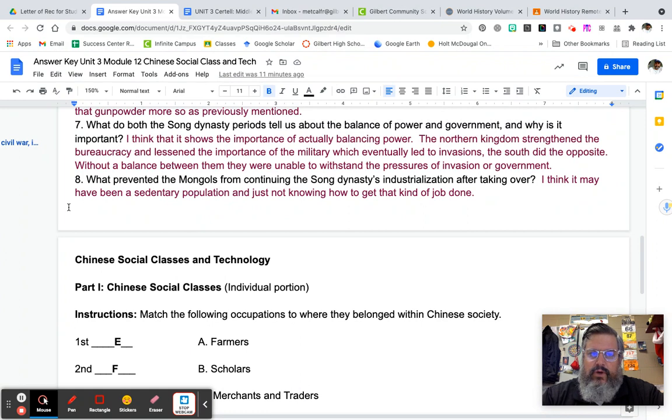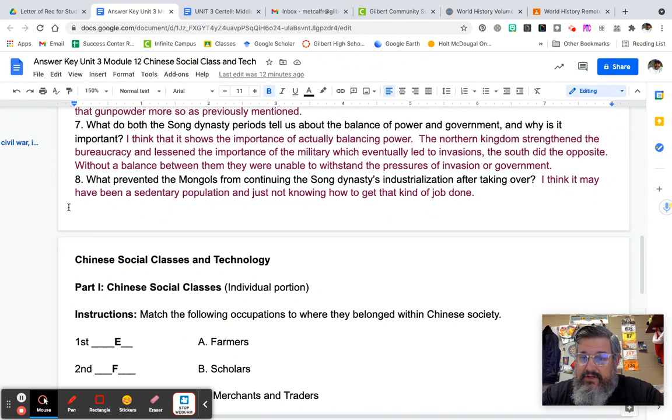Finally, number 8, what prevented the Mongols from continuing the Song dynasty's industrialization after takeover? So I think the main thing they talked about, and they didn't use the word industrialization, was mining. The Song dynasty folks knew how to mine. Now, it said they were kind of sedentary, though that wasn't the word they used. I can't remember it exactly, but it said the Song folks, when they were conquered, didn't want to do much work for the Mongols.